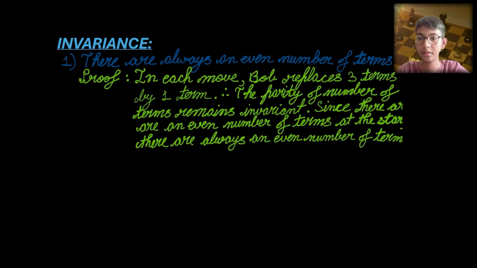So we will consider 2 invariants. The first one is that there are always an even number of terms. So if Bob selects 3 terms, then he replaces it by 1 term. So in each move, he is decreasing the number of terms by 2. So in each move, the parity of the number of terms has to be the same. And since there were an even number of terms in the beginning, there should always be an even number of terms.